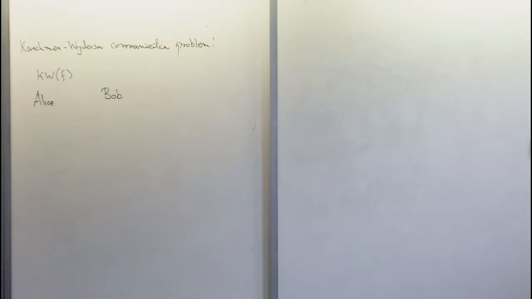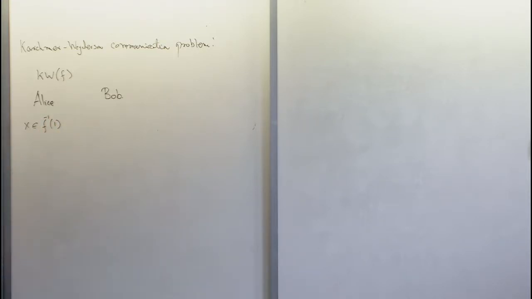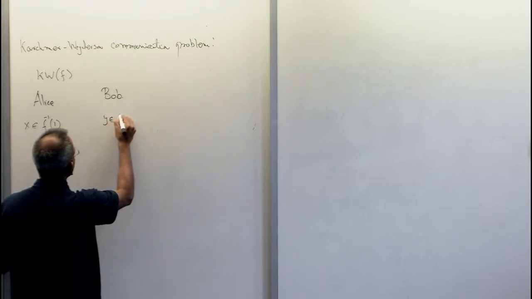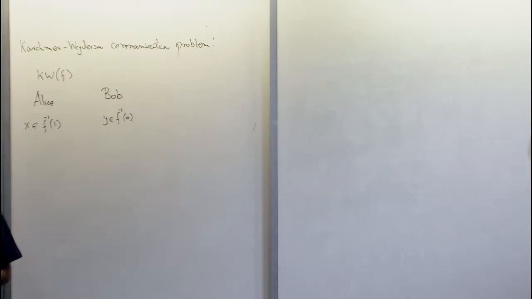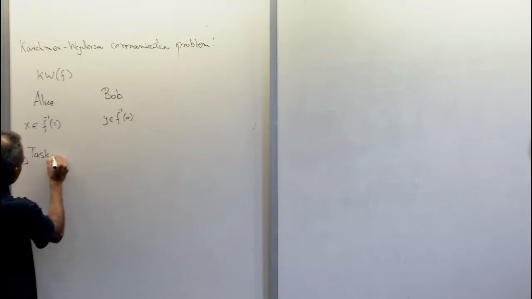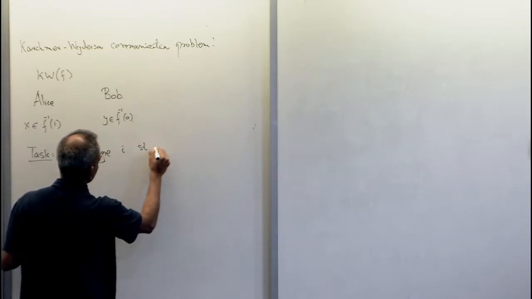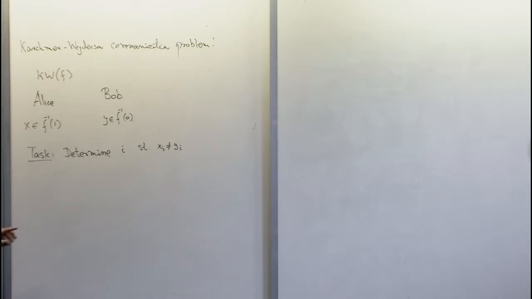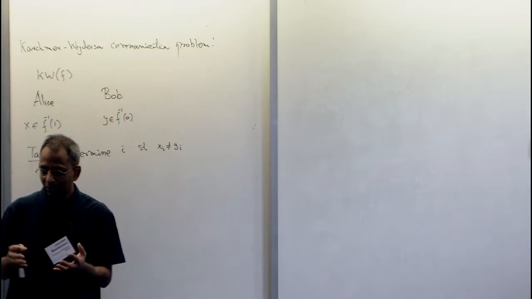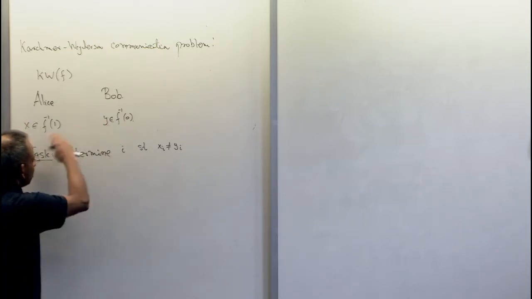Now, Alice is given an input x on which the function is 1. And Bob is given an input y on which the function is 0. And what's their task? They need to find an index i where x and y differ. x and y must differ because the output of f is different on them. And Alice and Bob, given x and y, need to communicate and determine such an i.